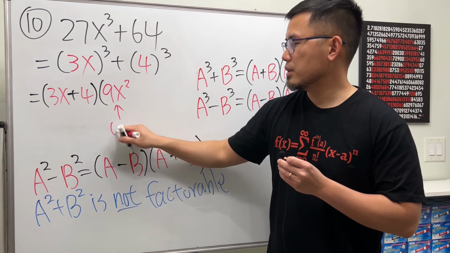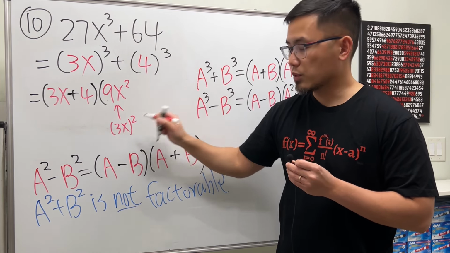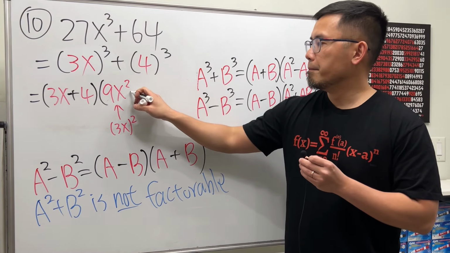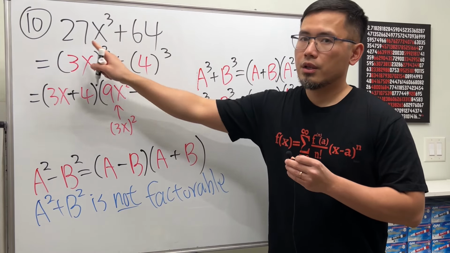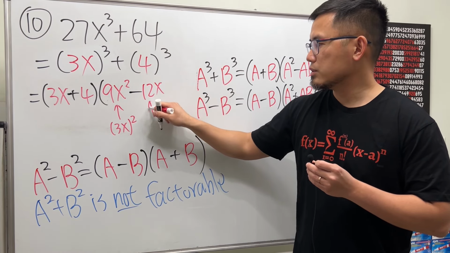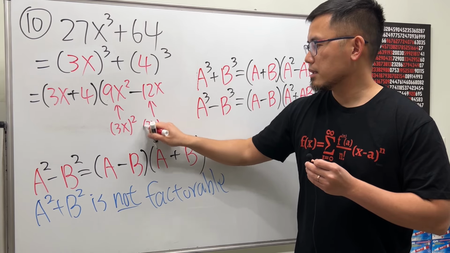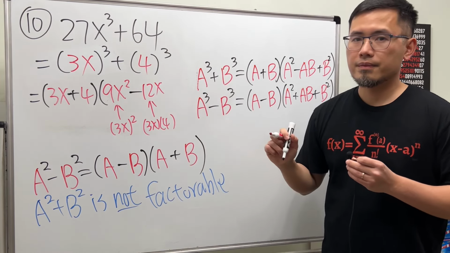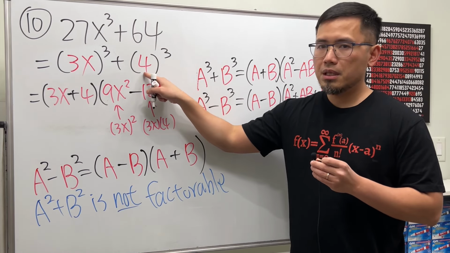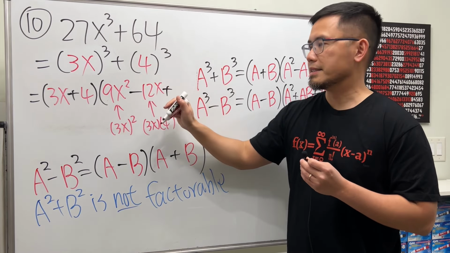So this is 3x squared. And then we have to subtract ab. 3x times 4 is 12x. This is 3x times 4. Lastly, plus b squared. 4 squared is 16.